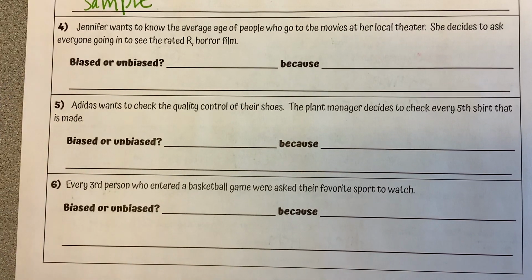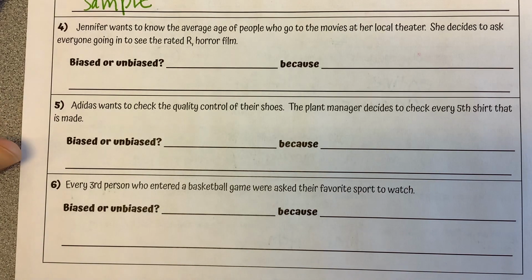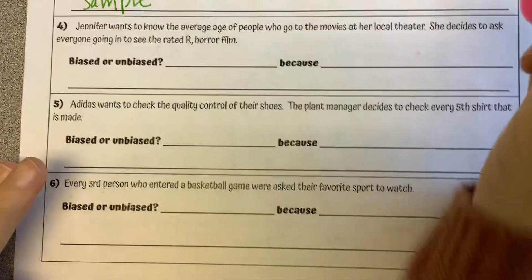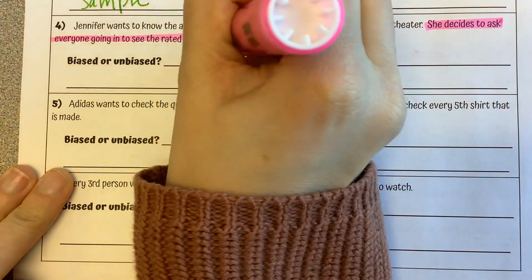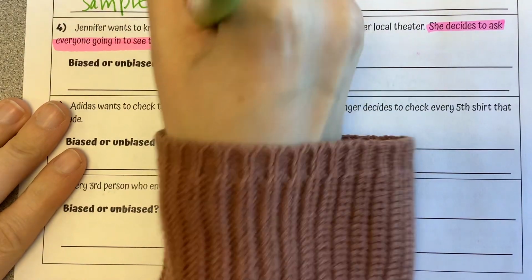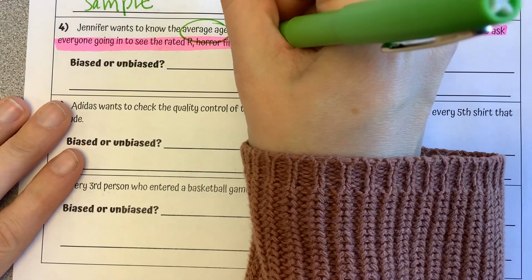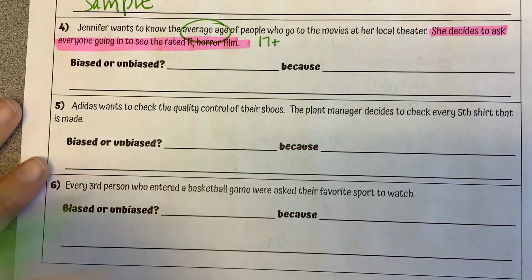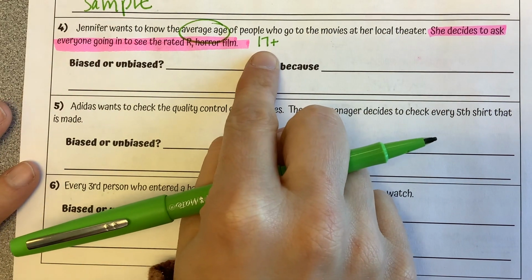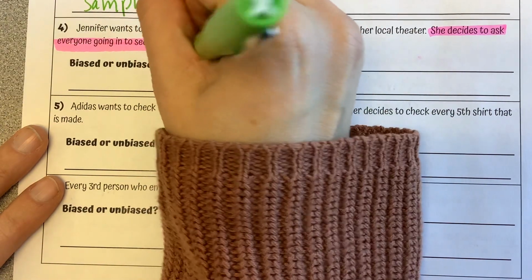Number 4, Jennifer wants to know the average age of people who go to the movies at her local theater. She decides to ask everyone going in to see the rated R horror film. So here's the important part. She's just asking those that are going in to see a rated R horror film, and what she's trying to survey is the average age. Well, what's important about a rated R movie? You have to be 17 or older, or 18 or older. So are you really getting an accurate representation of everyone that goes to the movies? No, because there's kids. So this is biased.